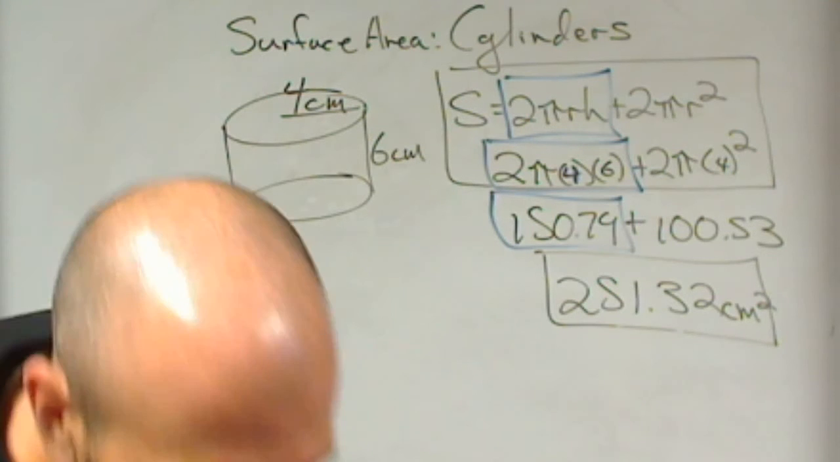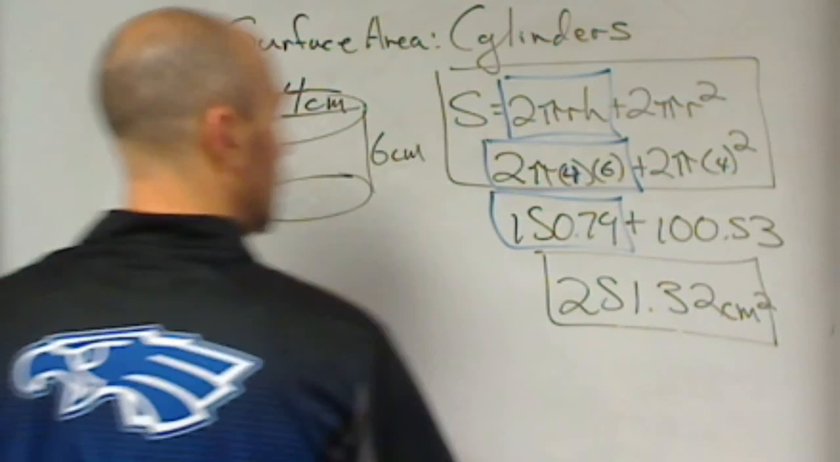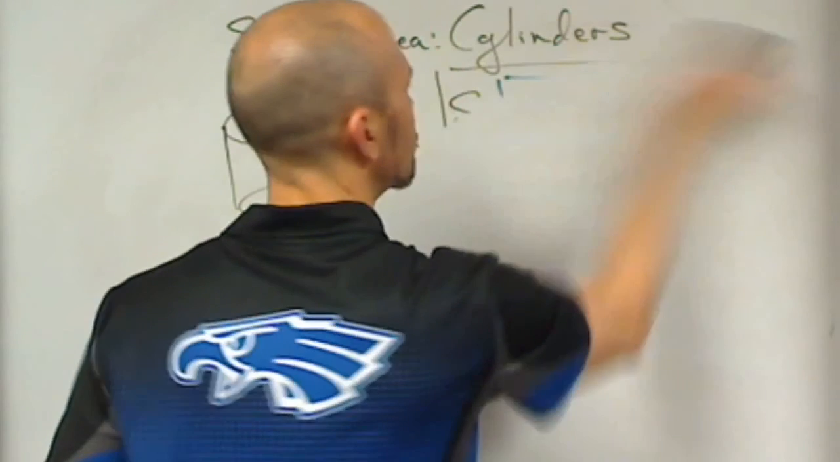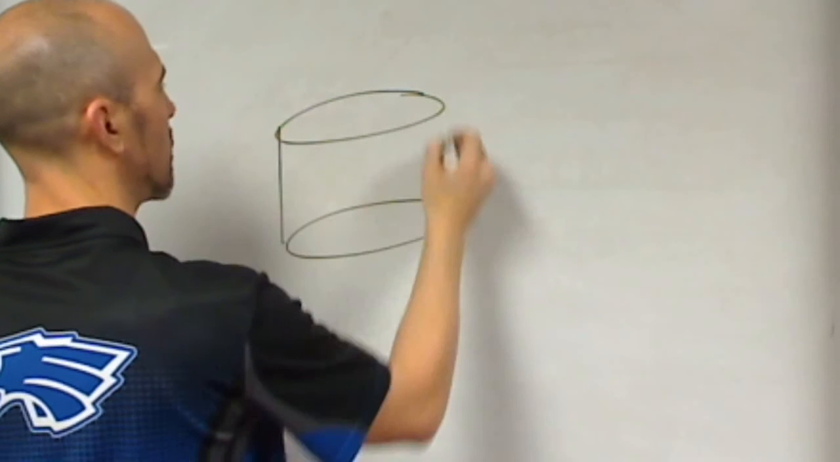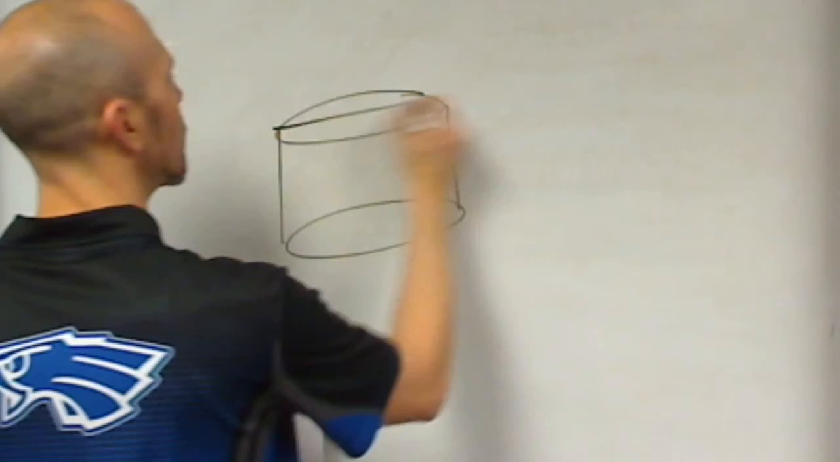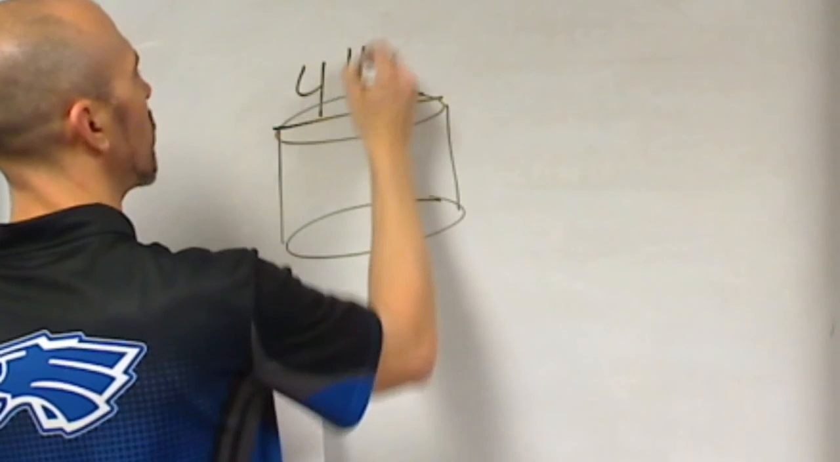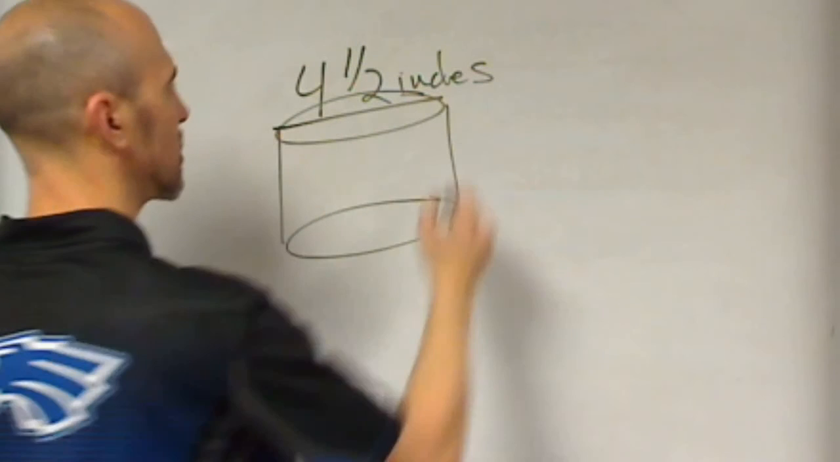So, the cylinders extra credit problem. All right. Here is your extra credit cylinder problem. It is a cylinder. That's not a very good cylinder, but it looks something like that. The diameter is 4 1/2 inches, and the height is 6 inches.